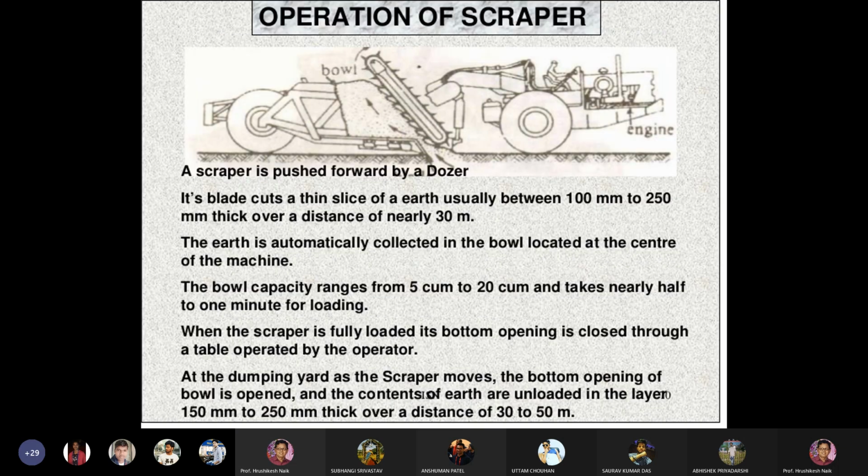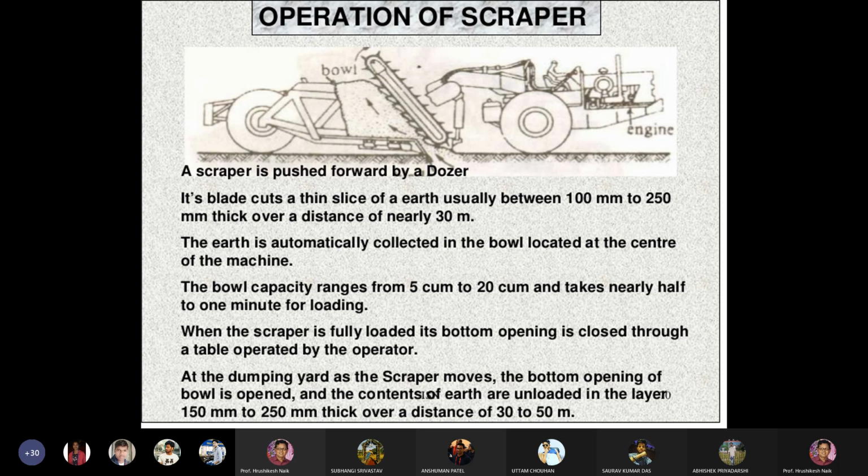This is the operation of a scraper. A scraper is pushed forward by a dozer. Its blade cuts a thin slice of earth, usually between 100 millimeter to 250 millimeter thick, over a distance of nearly 30 meters. The earth is automatically collected in the bowl located at the center of the machine. The bowl capacity ranges from 5 cubic meter to 20 cubic meter and takes nearly up to 1 minute for loading.